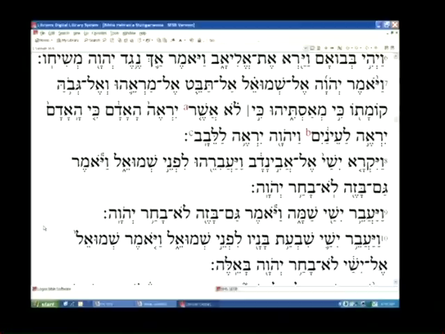So therefore, le'enayim is not that man looks only at the eyes. It's the idea he looks only at what the eyes see. He looks at the exterior. But God looks at the interior. Man looks at the outside. Man looks at the appearance. Man looks at what the eyes see, but God looks at the heart. All right?